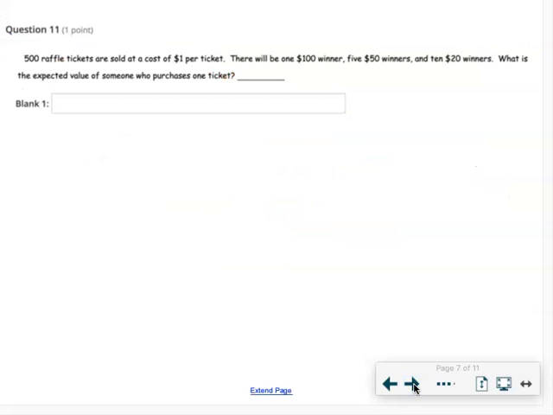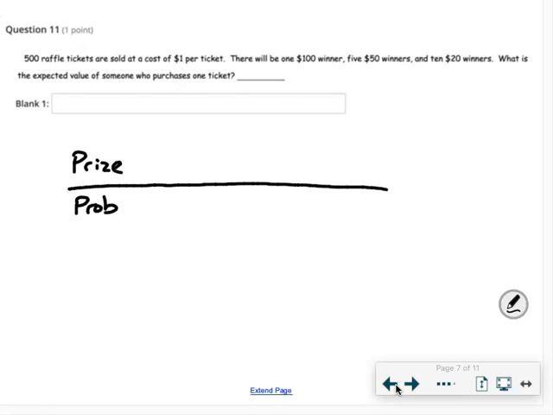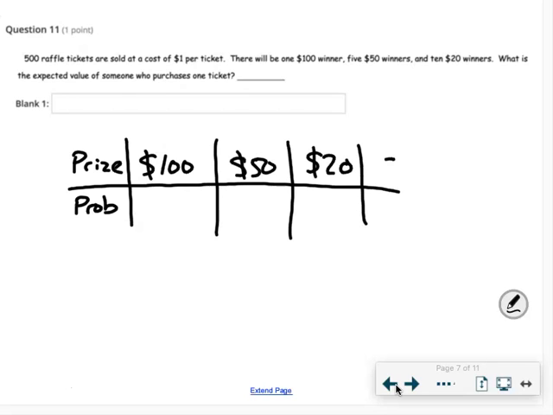And our last one on this one is, let's see, there's 500 raffle tickets that are sold at a cost of $1 per ticket. There will be 1 $100, 5 $50, and 10 $20 winners. What is the expected value of someone who purchases 1 ticket? So let's start our table. Prize, probability of winning that prize. We can win $100, $50, $20, or $0.